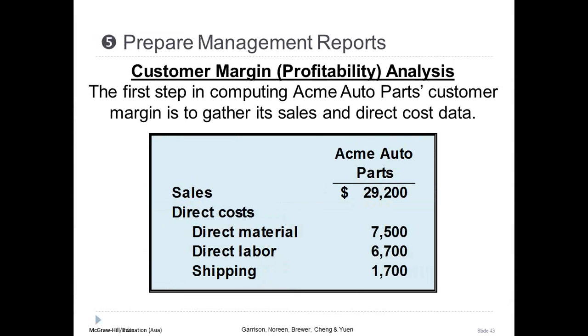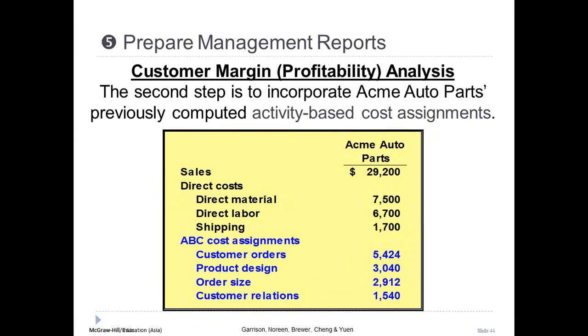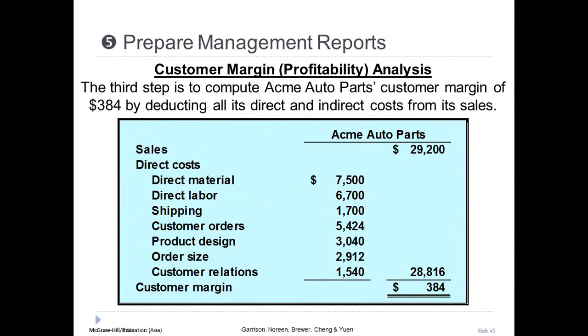Now, the first step in computing Acme Auto Parts customer margin is to gather its sales and direct cost data, which was assumed to be as shown. The second step is to incorporate Acme Auto Parts' previously computed activity-based cost assignments. The third step is to compute Acme Auto Parts' customer margin of $384 by deducting all of its direct and indirect costs from its sales.